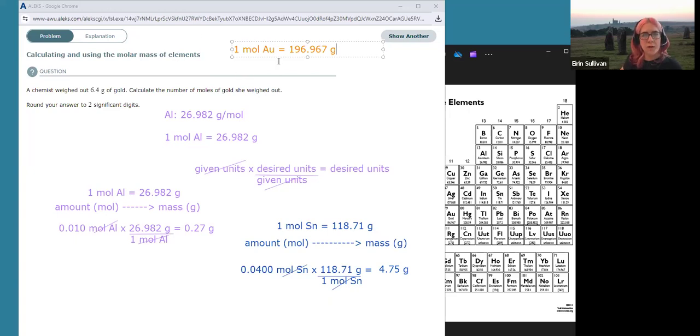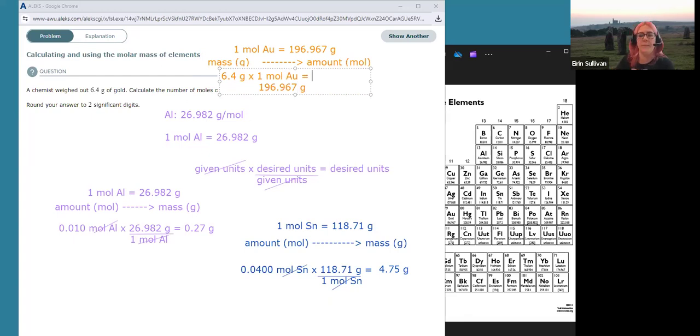So we want to convert between mass in grams to the amount in moles. That is what we are doing. And our way of converting from one to the other is using the molar mass, okay? So my mass in grams is 6.4, so it should be the grams that's cancelling out. I'm not going to worry about numbers yet. I'm just going to put grams on the bottom and moles of gold on the top. Do that first, and then sort out that for every 1 mole of gold, it weighs 196.967 grams.